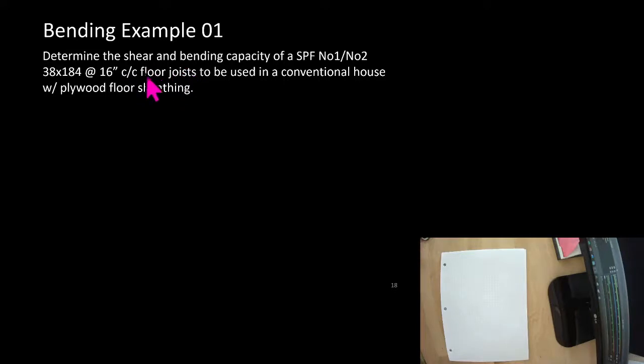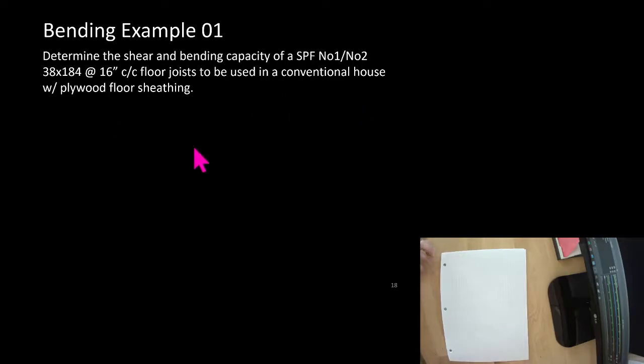Now, there's nothing about how long it is here, which is interesting, because the shear and bending capacity seem to have nothing to do with length. So let's go through the process of what we know and what we need to know.